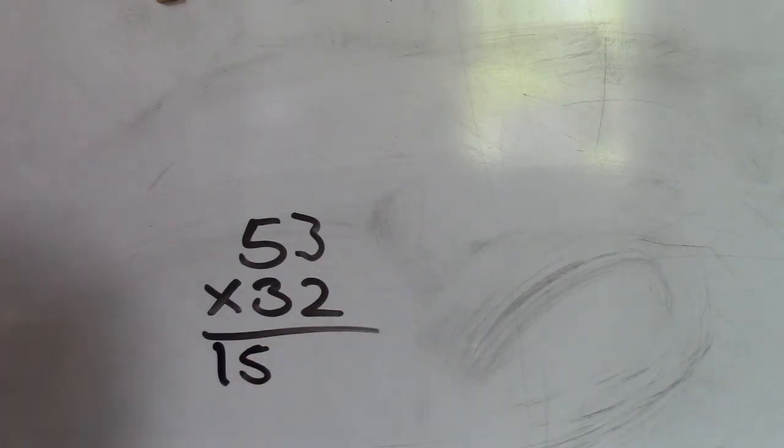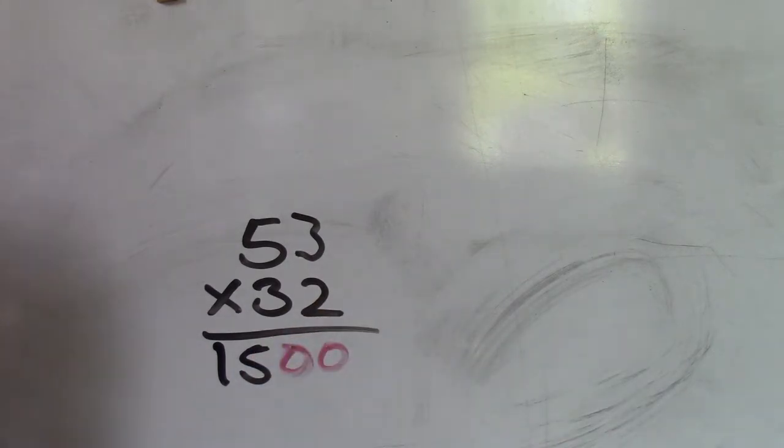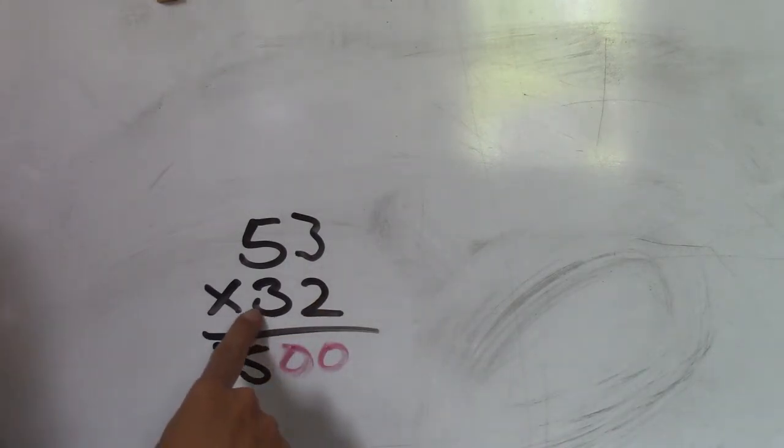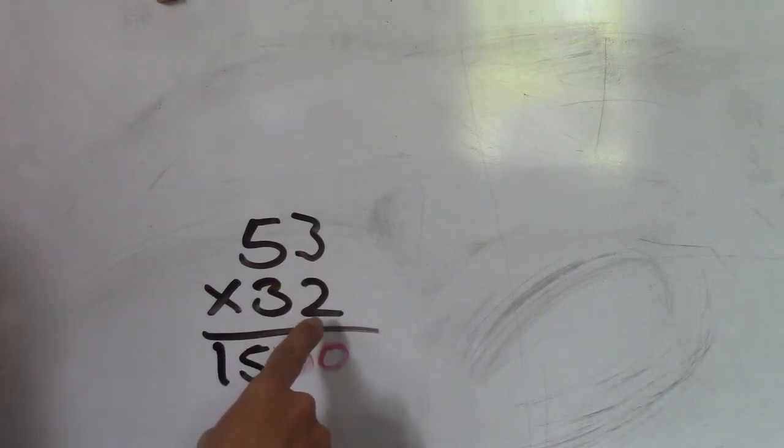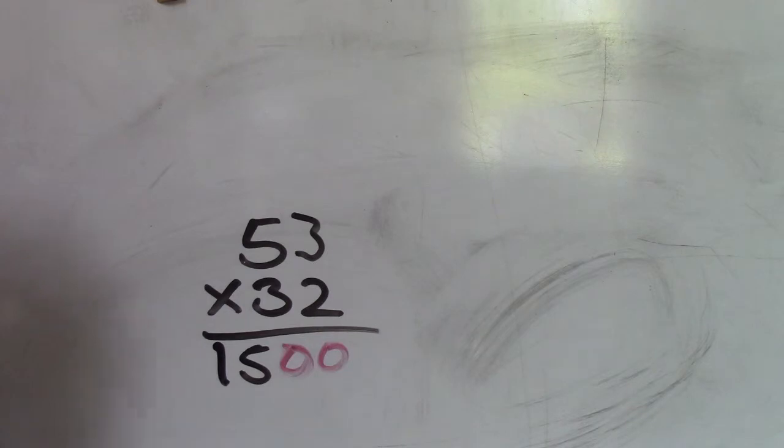1,500. There you go. Here, I'll do it in red, just to make it fun. 32. So now what? Now 3 times 3 is 9. We're counting tens. And 2 times 5 is 10. So what's 9 tens and 10 tens?